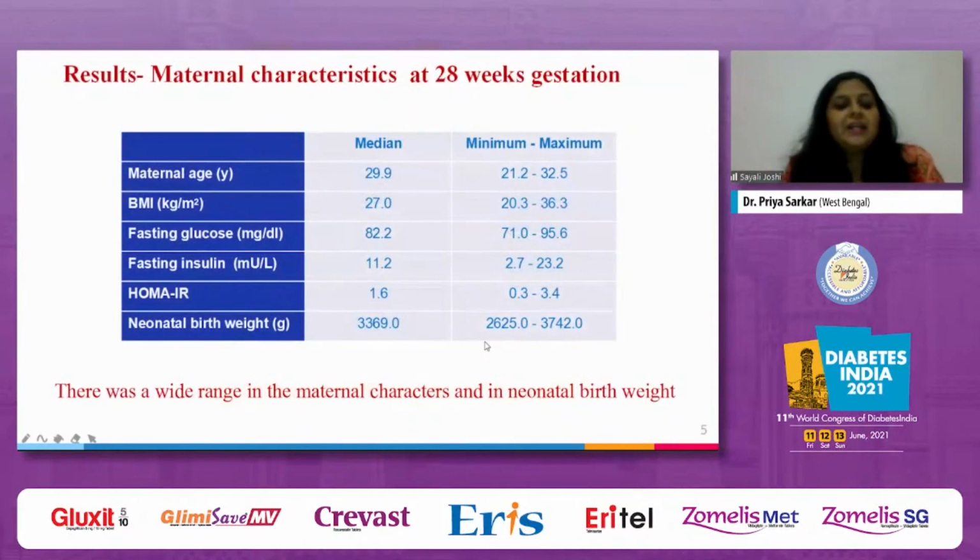We observed that there was a wide range in maternal characters as well as the neonatal birth weight. For example, maternal age ranged between 21 to 32 years, BMI between 20 to 36 kg per meter square, fasting glucose between 71 to 96, HOMA-IR between 0.3 to 3.4, and importantly, neonatal birth weight from 2,600 to 3,700 grams.